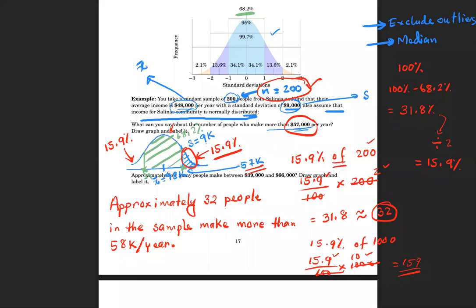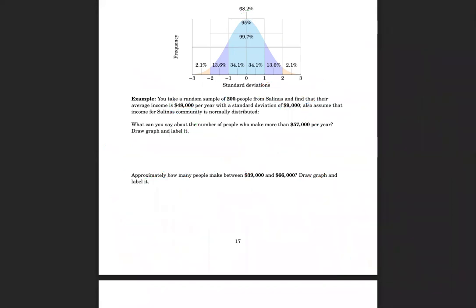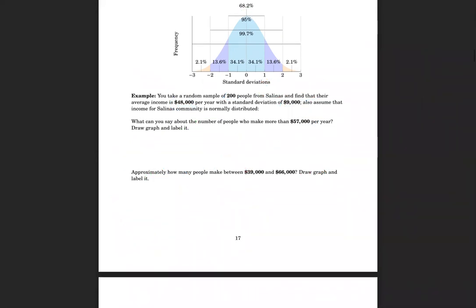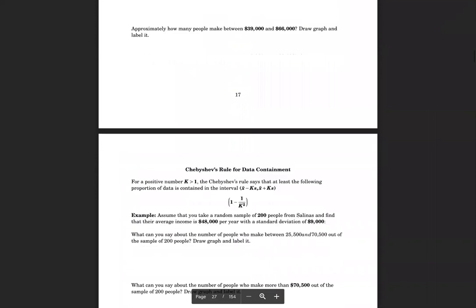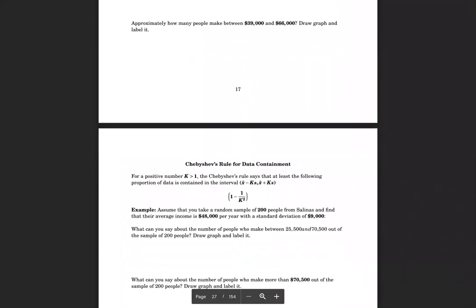Is this question clear to everybody? Yes. Okay. Good. Now that leads to the next question. Approximately how many people make between 39,000 and 66,000? So you wanna, again, draw a bell-shaped curve like that.